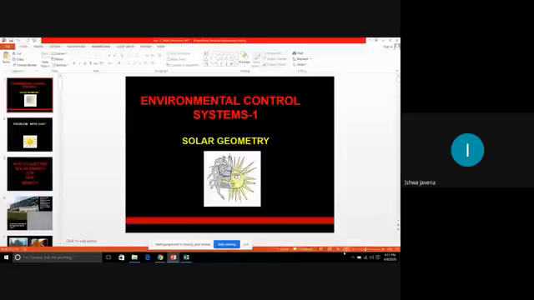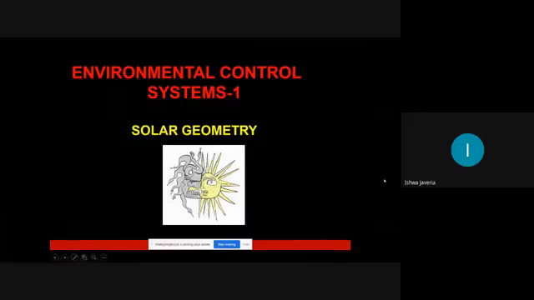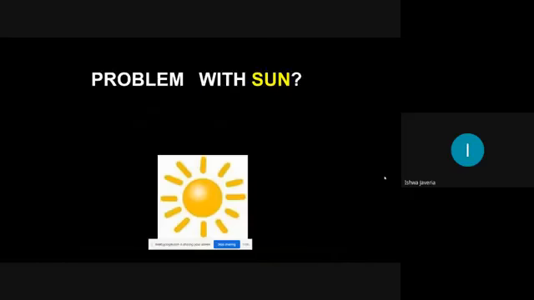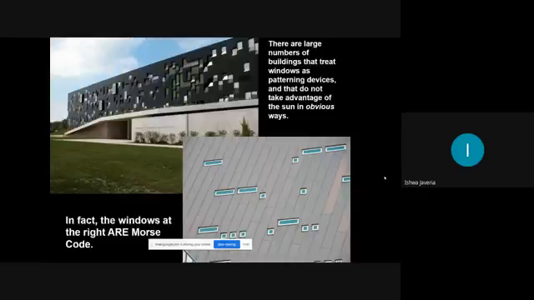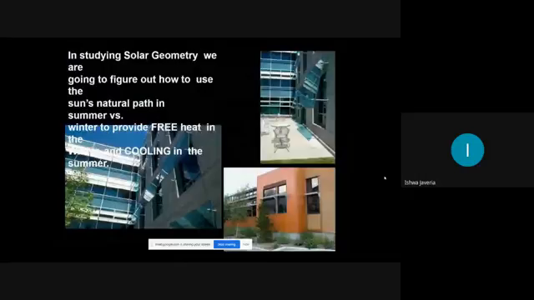So, students, we have been talking about solar geometry in our subject. It could be called the environmental control system or thermal comfort. As an architect, we can use both of these things. I have already told you about the problem with the sun. We have studied how to use free solar energy for our benefit. We have talked about all these topics.